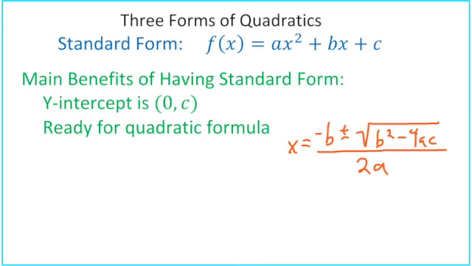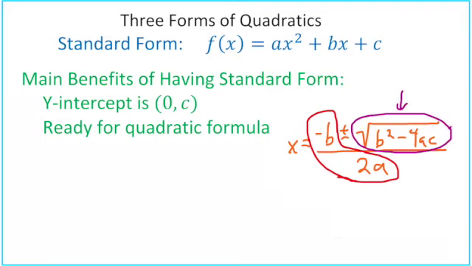Quadratic formula can actually be broken down into two useful parts. You have negative b over 2a. That gives you the x value of the vertex. It also gives you your line of symmetry. And then you're also left with the b squared minus 4ac part. And this will tell you how many solutions there are.